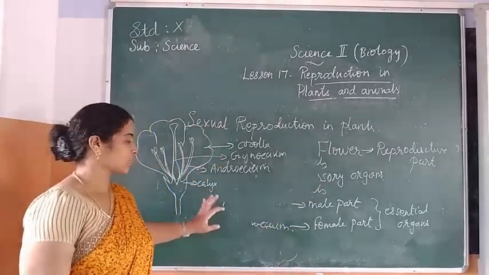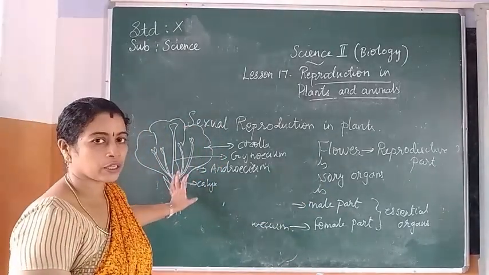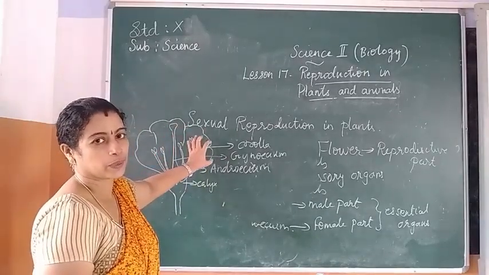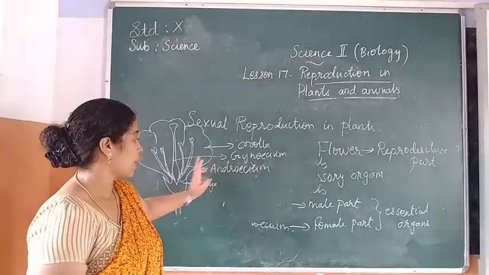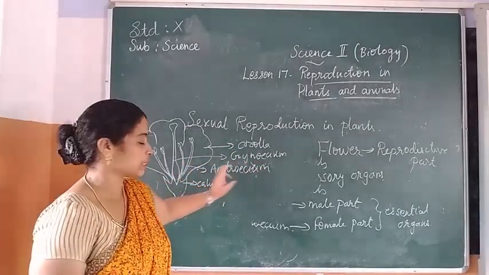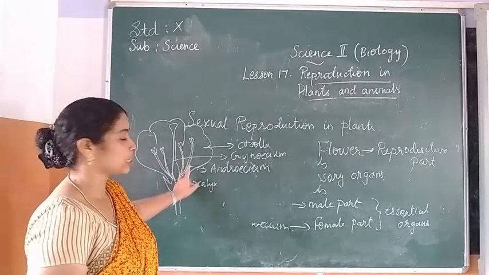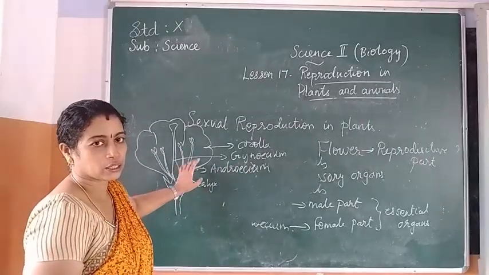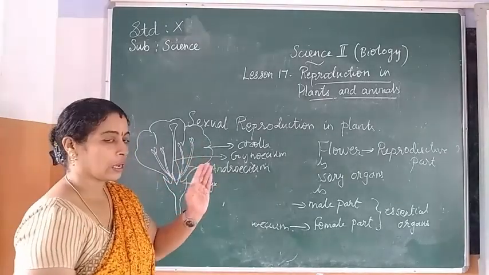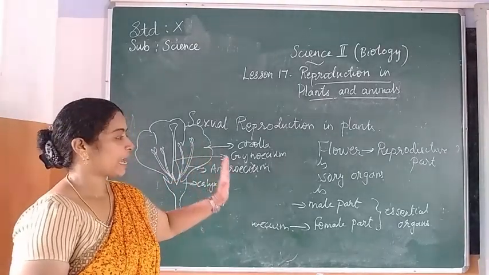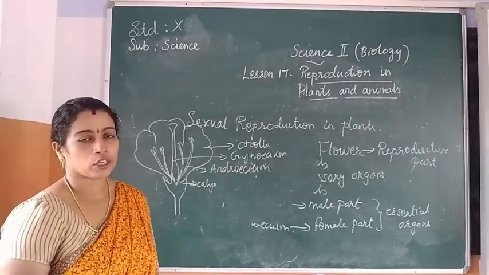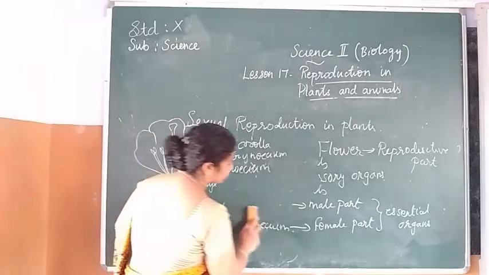So when you are seeing the structure of the flower, the outer part is known as calyx, the colorful part, that is petals, is said to be corolla, the female part is known as gynoecium, and the male part is known as the anthesium. These are the four main parts of a flower. Individually, we are going to study first the male part of the flower, that is anthesium.